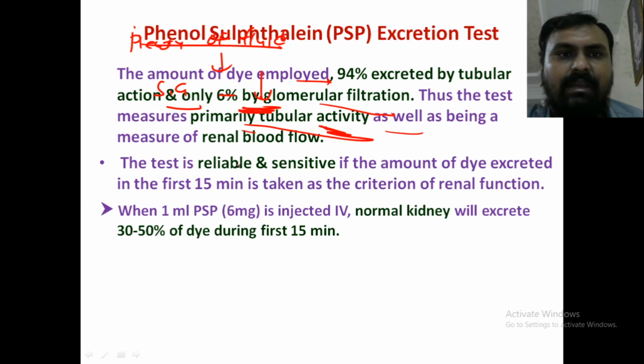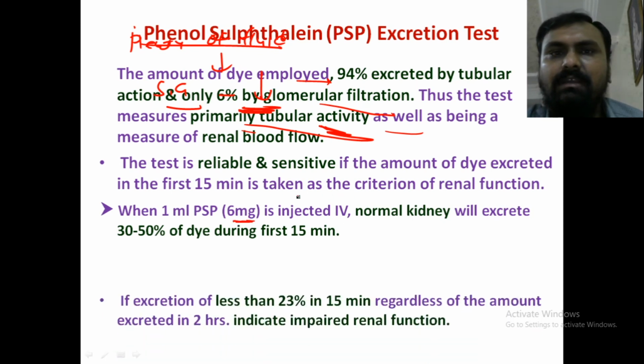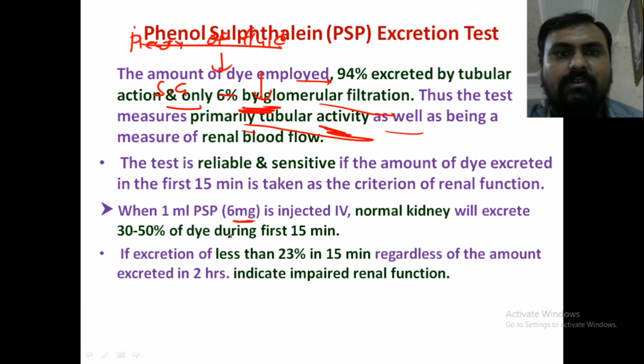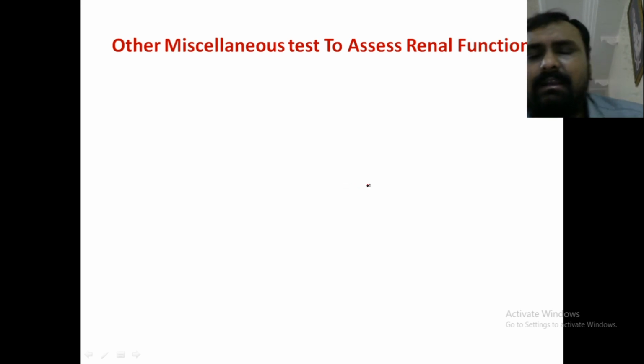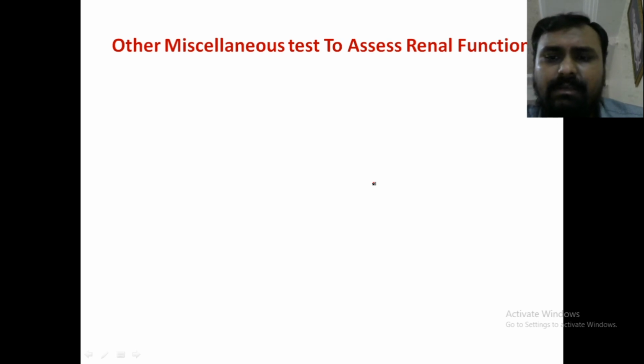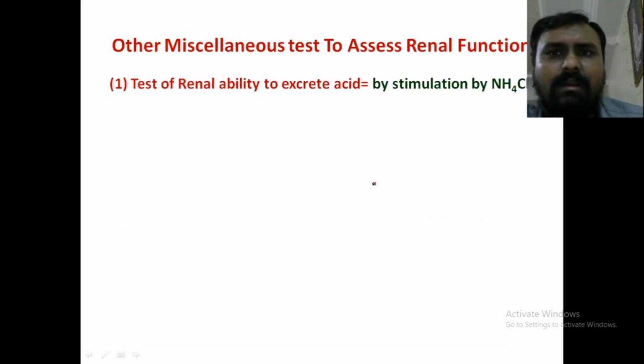So when 1 ml of PSP, 6 milligram, is injected IV, a normal kidney will excrete around 30 to 50% of the dye during the first 15 minutes. If excretion is less than 23% in 15 minutes, that is suggestive of impaired renal function. But nowadays it is not used much because better markers are available, like the clearance test, or CT and MRI. So we are not performing this test nowadays; ultrasonography is also available.